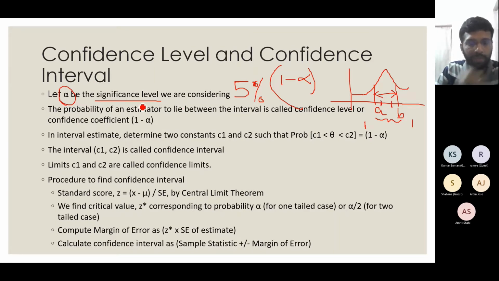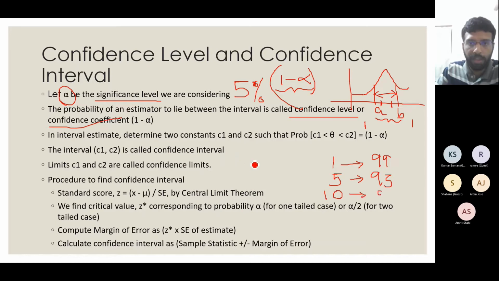So as I increase my significance level, my 1 minus alpha, the confidence level, goes on decreasing. For a level of significance of 1%, my confidence level, 1 minus alpha, will be 99%. For a level of significance of 5%, my confidence level will be 95%. For a level of significance of 10%, my confidence level will be 90%. As you can see, you can know this directly from the plot itself.